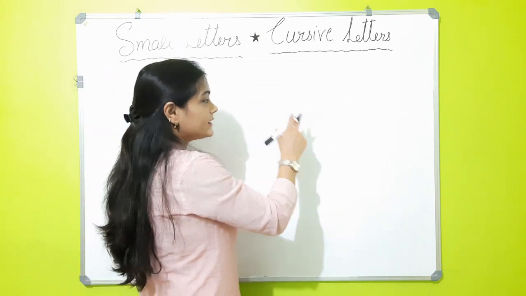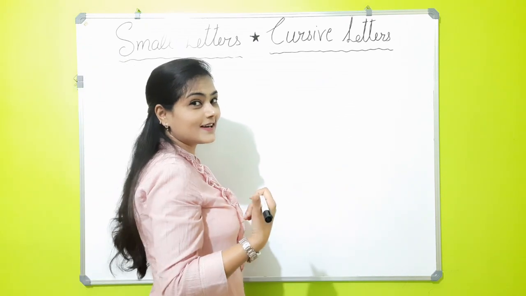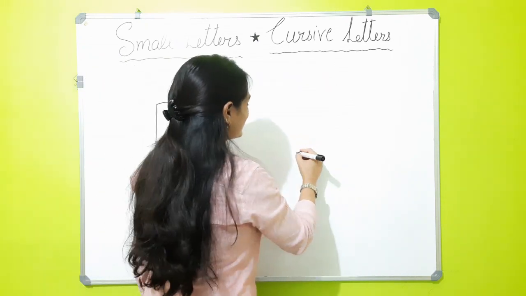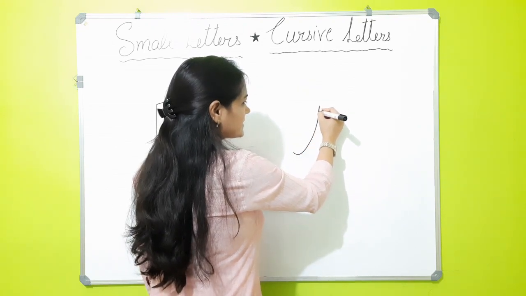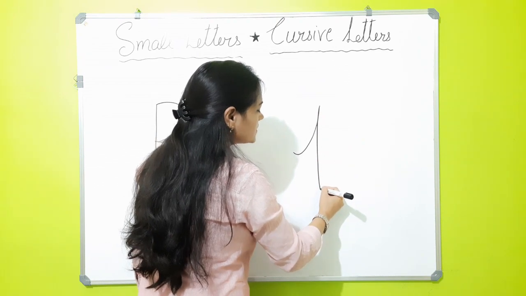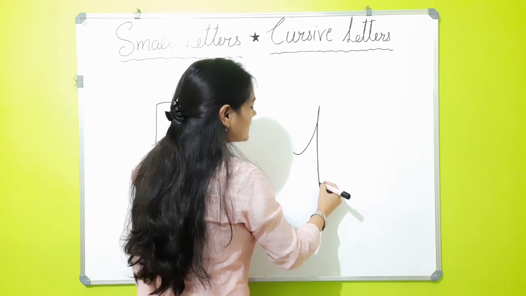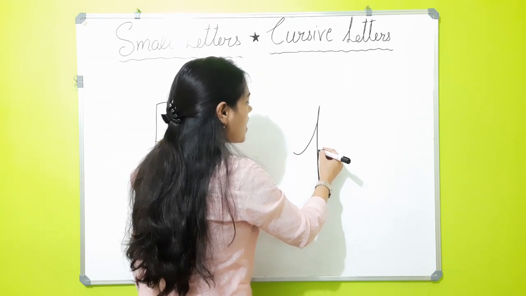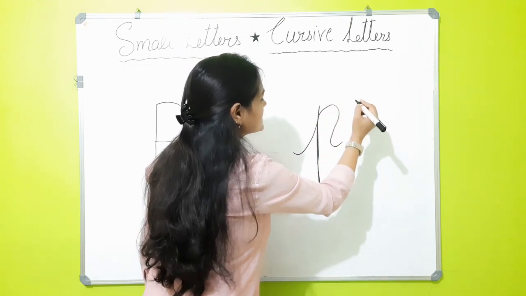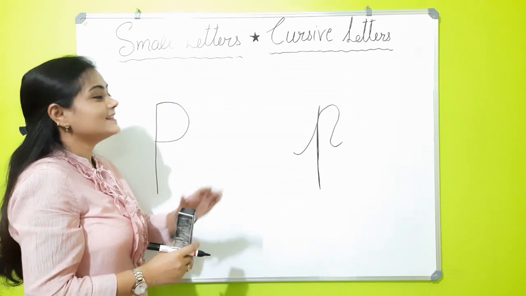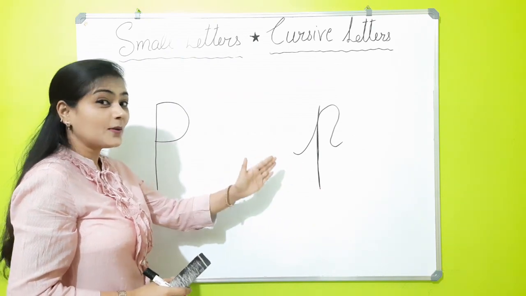Now, if you want to write the same letter in cursive way, what do we have to do? Add a tail. This is the tail. Fine. Come down. Okay. Again, go up and like this. This is cursive letter P.